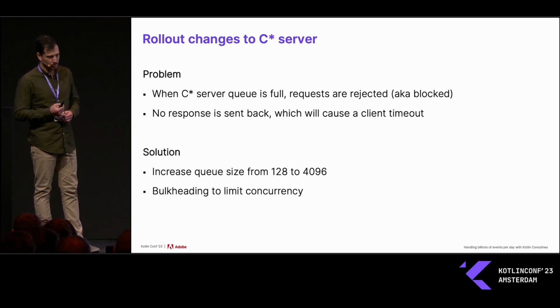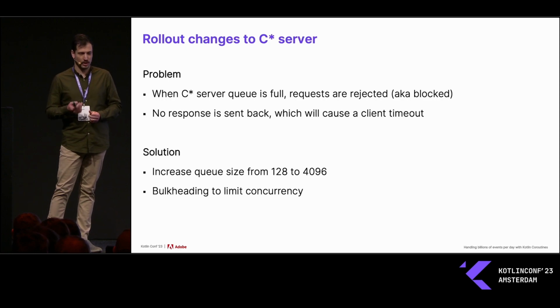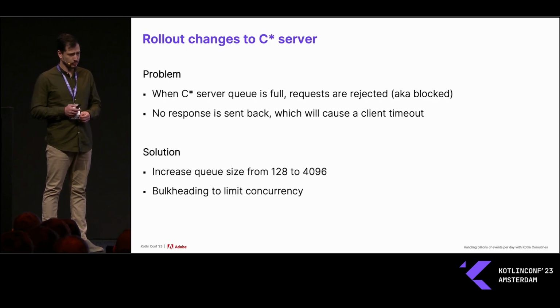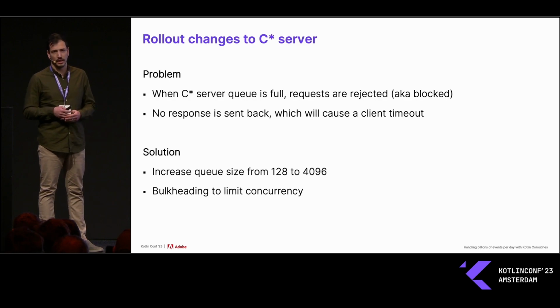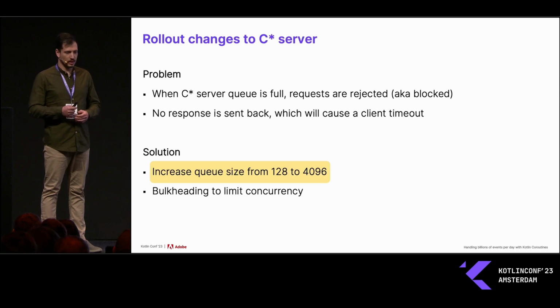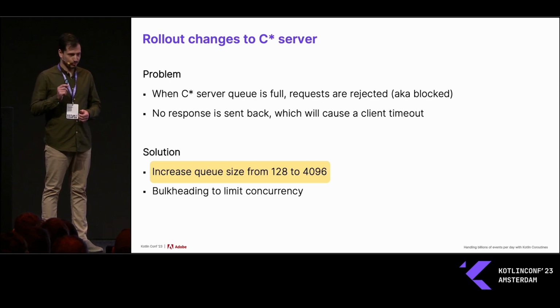To mitigate this, we had two tracks. One was to increase the queue to be able for Cassandra to cope with our high rate traffic. And the other one was to limit the concurrency inside the application. We chose to increase the queue size as our goal was to increase the throughput, right? Unfortunately, this change didn't present any improvement either.